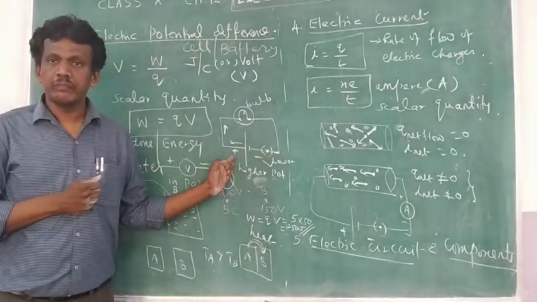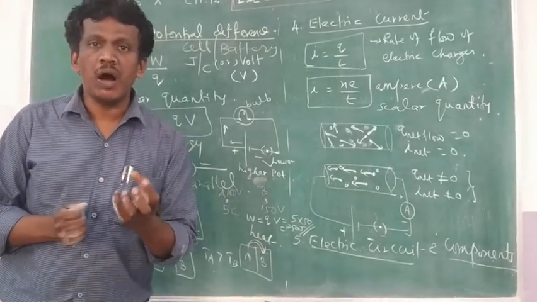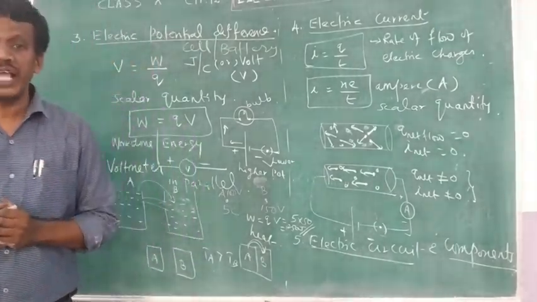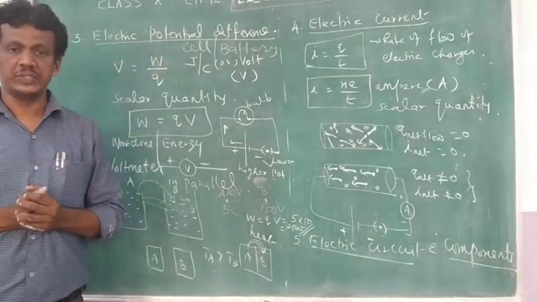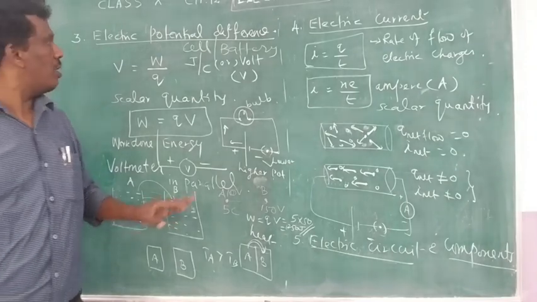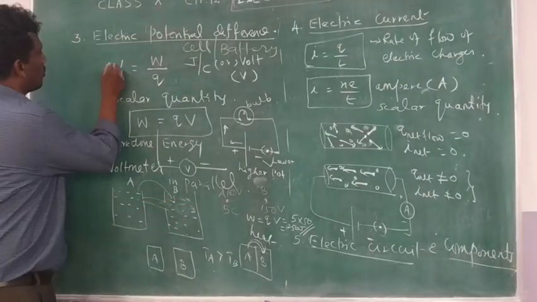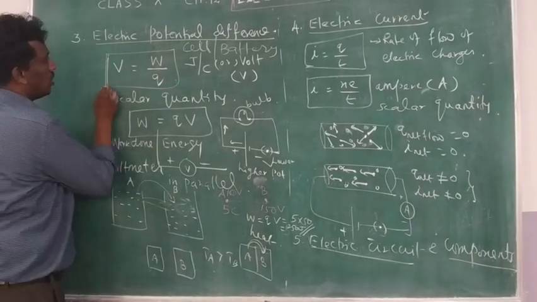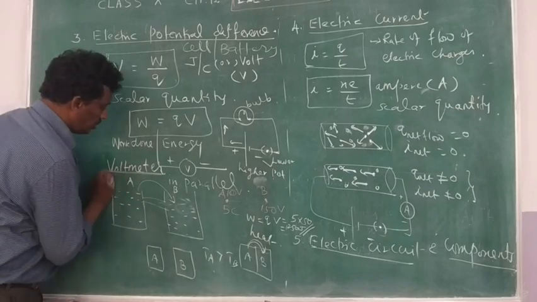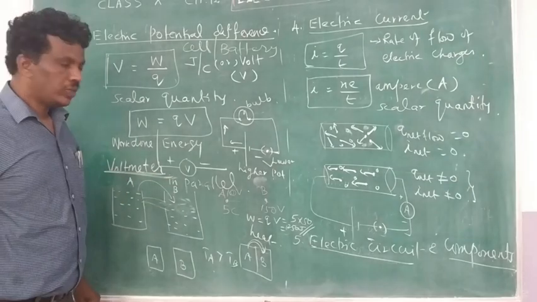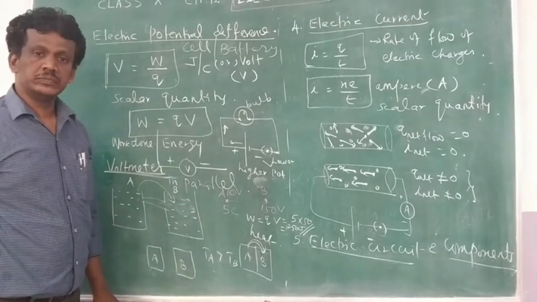Who is spending the energy here? The electric cell. In the electric cell, how is the energy stored? In the form of chemical energy. So the chemical energy is consumed. I think you got a very clear idea about electric potential difference. The basic formula is work done upon charge, which is measured in volt. The instrument we are using is the voltmeter. How to connect the voltmeter? In parallel.